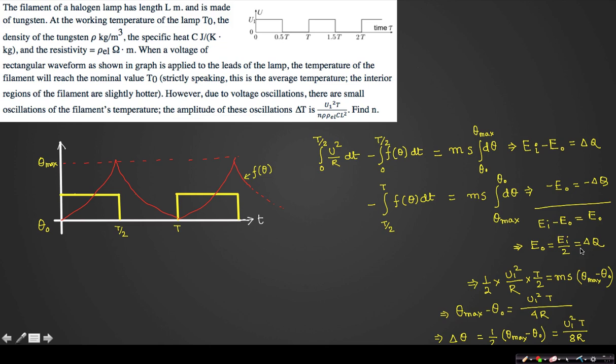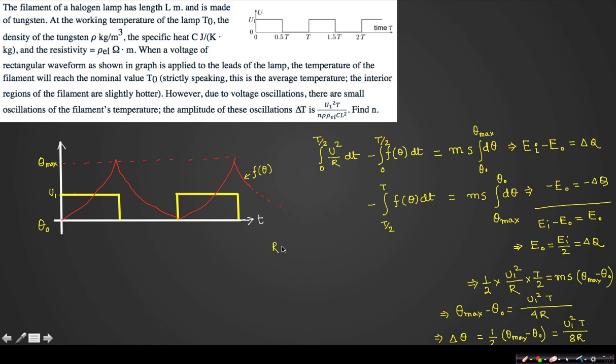right? So what is now this EI? I know that EI is this one. I do not know what is the value of E naught, but I know that in terms of EI, what is the value of E naught? So what is the value of EI? EI is simply V square by R dt. V here is U1. This value is U1. It is constant from 0 to t by 2, so I can take it outside the integration. U1 square by R into dt.